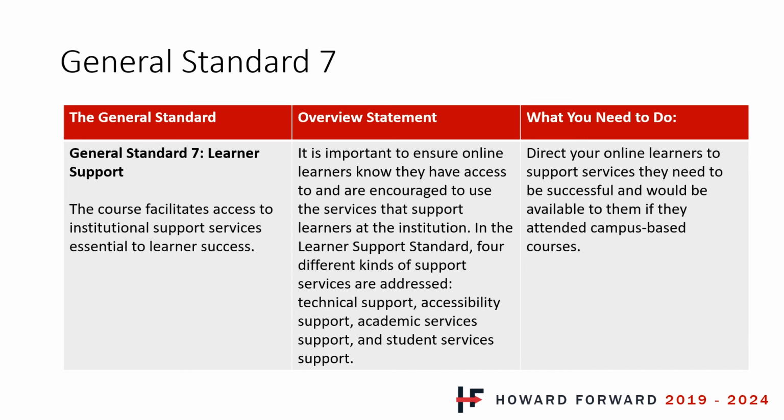In the Learner Support Standard, 4 different kinds of support services are addressed: technical support, accessibility support, academic services support, and student services support. As instructors, you will need to direct your online learners to support services. They need to be successful and would be available to them if they attended campus-based courses. In this course, support services are located in the Resources tab. These resources consist of university statements, university's policies, technology support services, student services, and the Title IX statement.